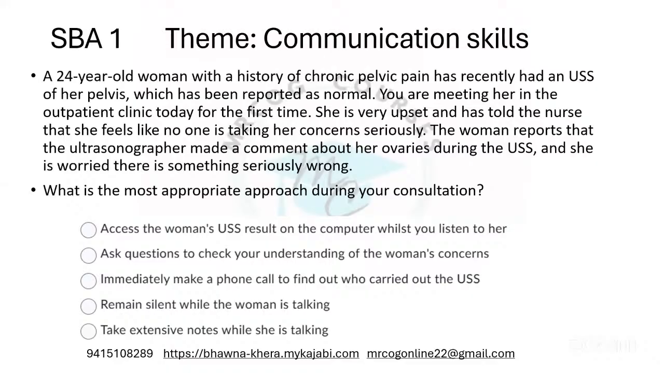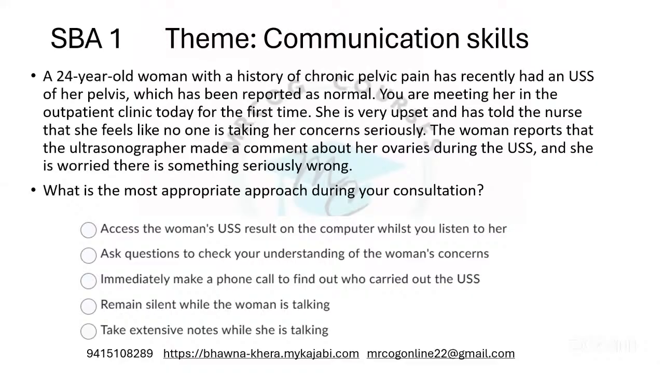A 24-year-old woman with a history of chronic pelvic pain has recently had an ultrasound of her pelvis, which has been reported as normal. You are meeting her in the outpatient clinic today for the first time. She is very upset and has told the nurse that she feels like no one is taking her concern seriously. The woman reports that the ultrasonographer made a comment about her ovaries during the ultrasound, and she is worried there is something seriously wrong. So, a very common scenario in our OPDs.